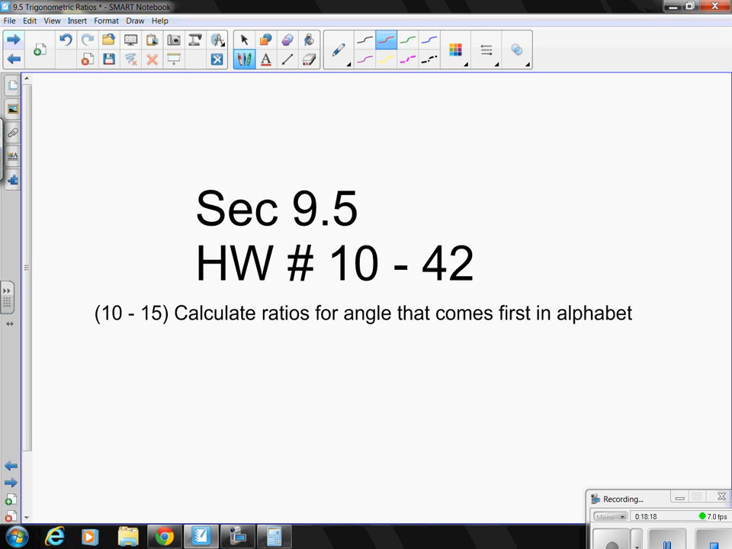There's your homework assignment. One of the things we're going to be calculating is the ratios for angle A, that comes first in the alphabet. You don't need to do all the ratios. That gets to be pretty long. So don't do the right angle if that's the first letter, but just do the first letter in the alphabet. I'll explain that in class.